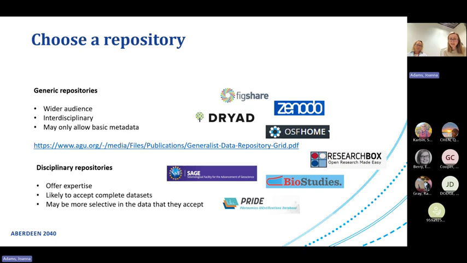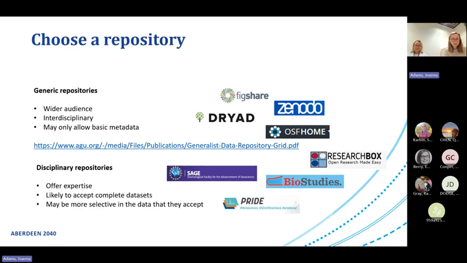There's a link here in this slide, the AGU link, which will just take you to a table which will discuss the differences and the kind of options of the different repositories available and the different things that they offer. And there are new repositories being created all the time. Somebody told me about ResearchBox the other day and I hadn't heard about it before. So you might even find a new one.